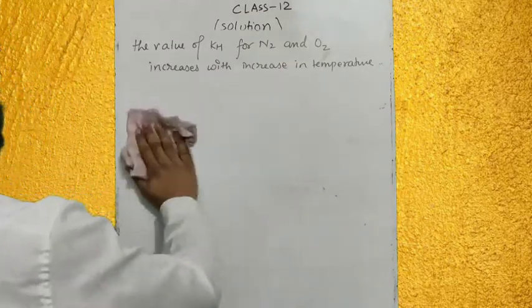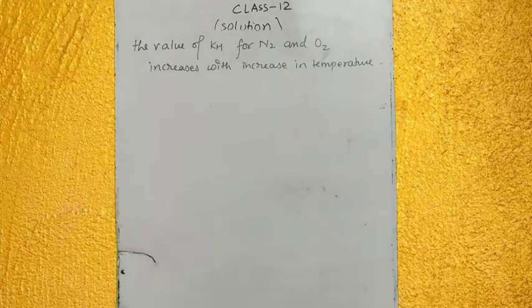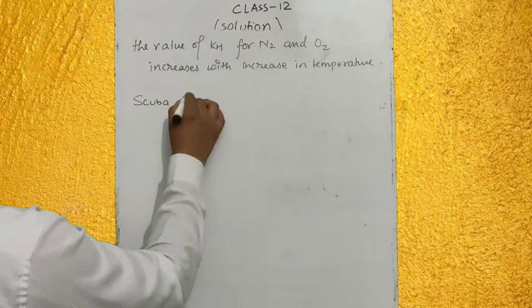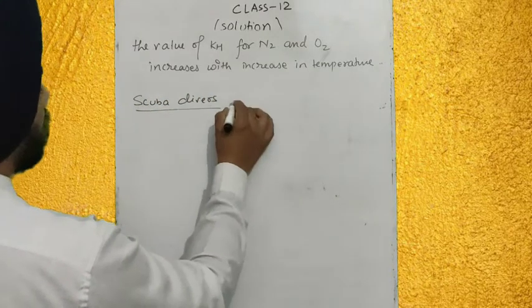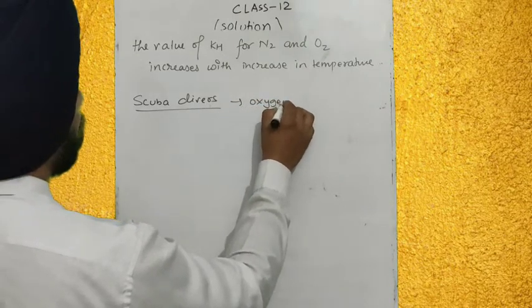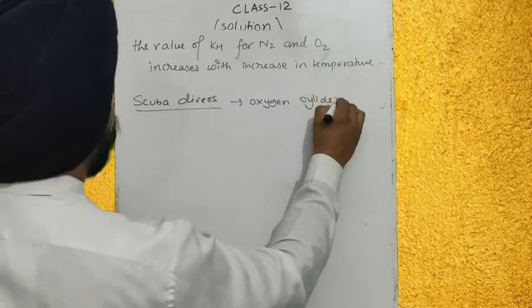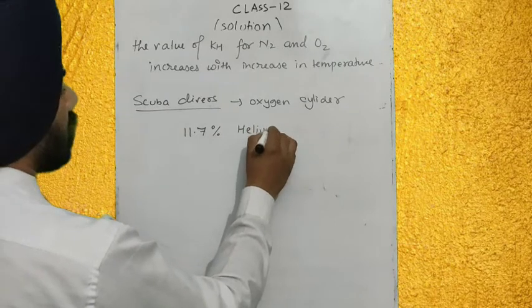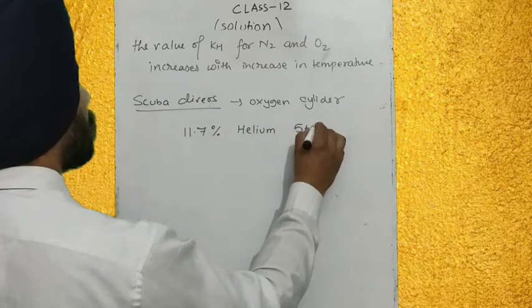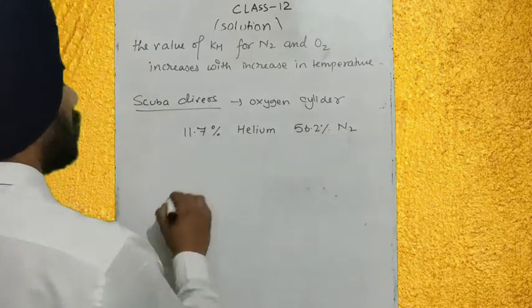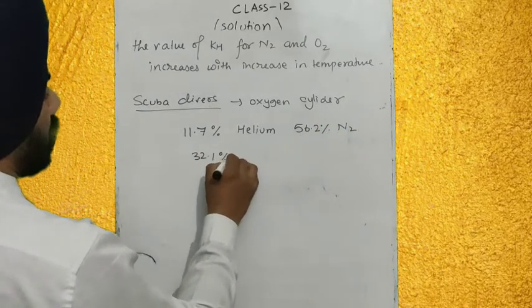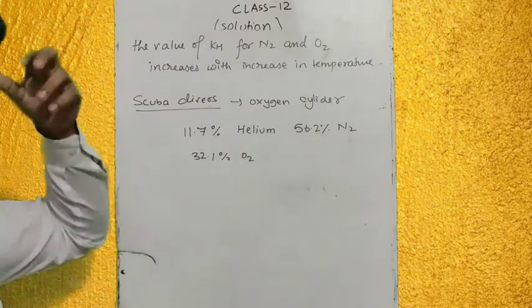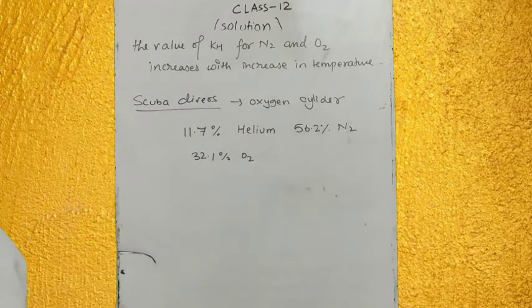Second question we have, scuba diver. If we are talking about scuba divers, they carry the oxygen cylinder which contains about 11.7% of helium gas, about 56.2% of nitrogen gas, rest 32.1% of oxygen gas. Okay, earlier it was nitrogen and oxygen only, now helium is also included in that.